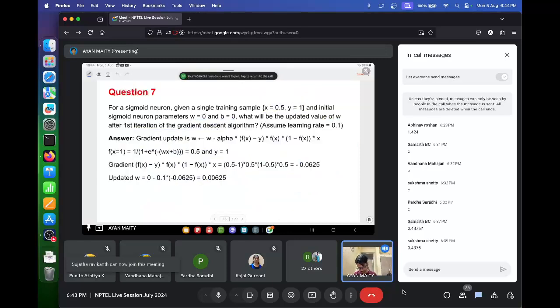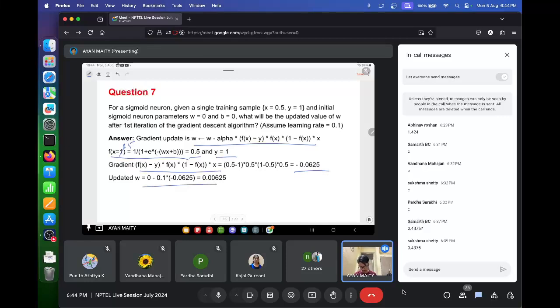So I have written the same exact steps here. You have to use this update formula, and then x equals 0.5, so f(x) would be 0.5 and y would be 1. Then you have to compute this gradient value, which comes out to be minus 0.0625, and finally the w.